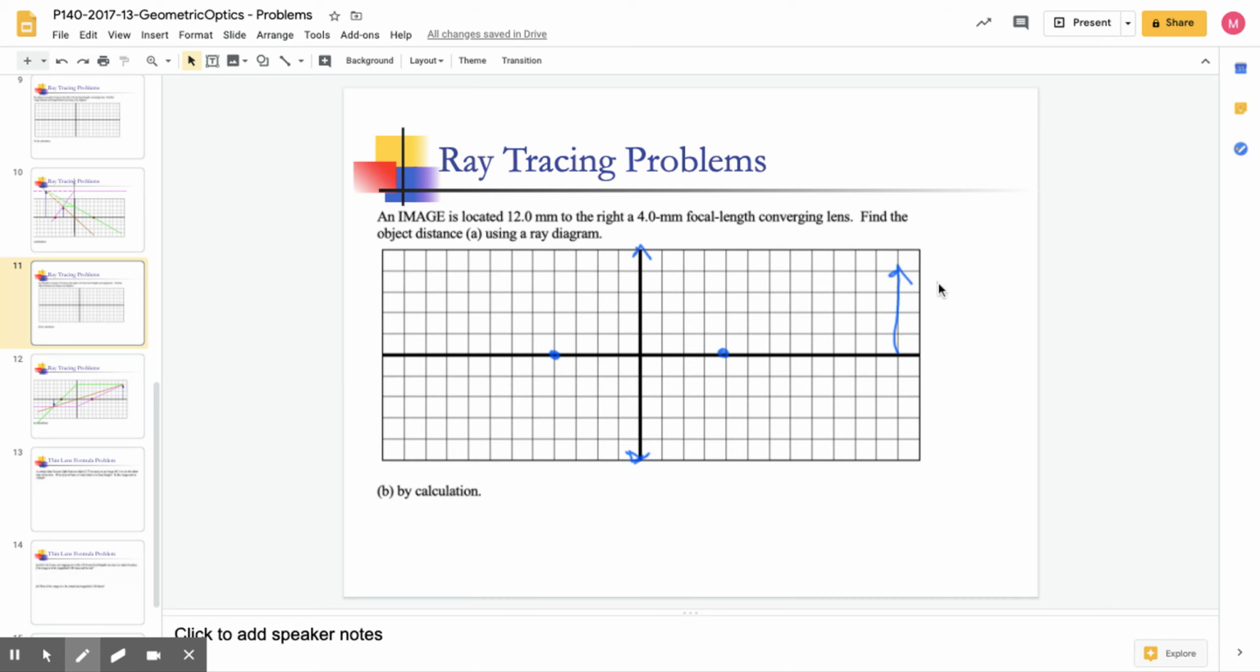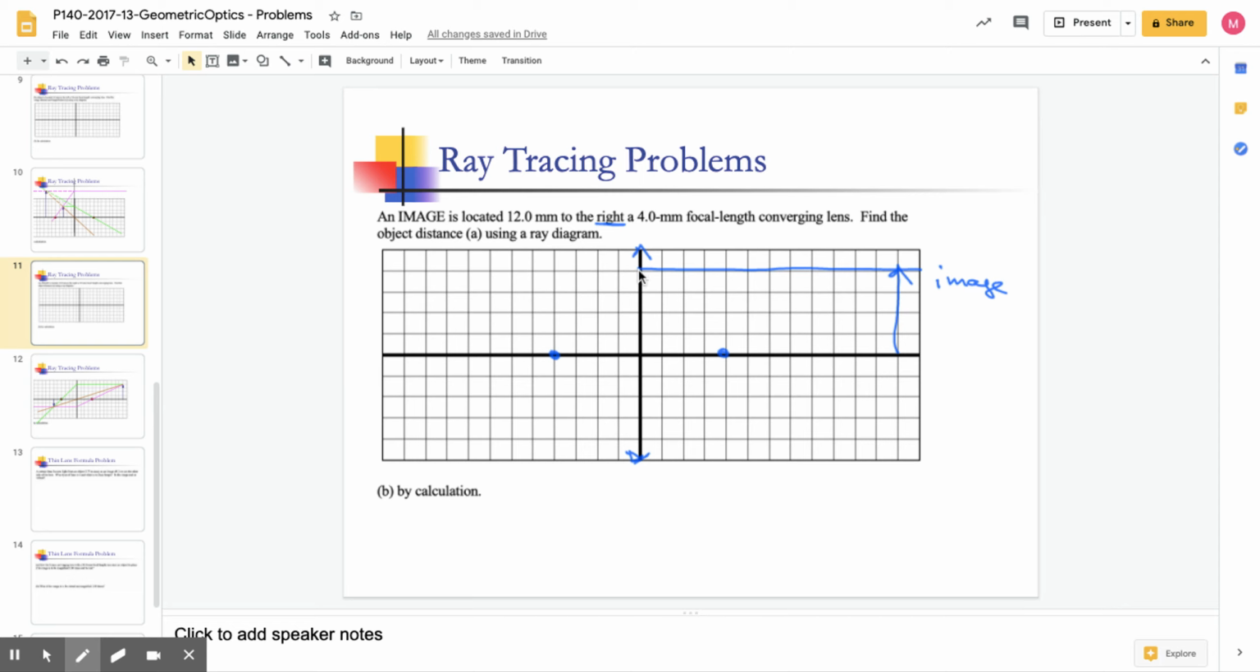So this is an image. I just want to remind myself this is an image, and it's to the right. So I need to find the object distance using a ray tracing diagram. What I'm going to do is imagine I exit my lens. This would be an exit ray parallel to the axis, so that means it must have gone through the focal point.